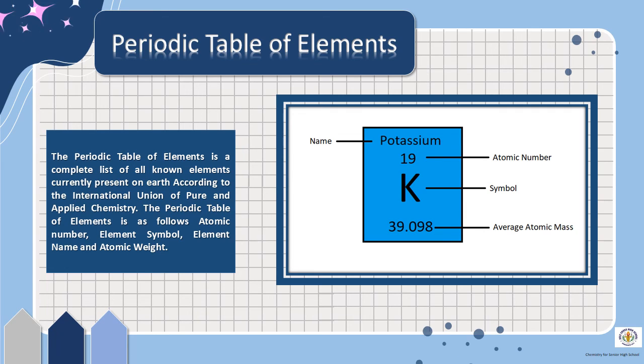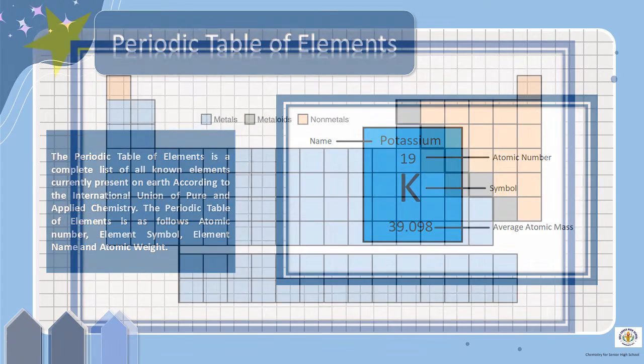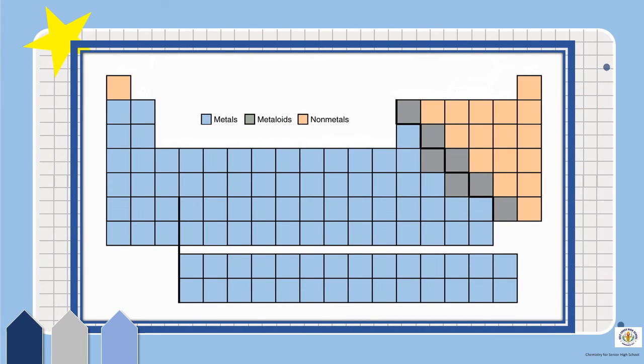So here we are with our last topic, the periodic table of elements. The periodic table of elements is a complete list of all known elements currently present on Earth, according to the International Union of Pure and Applied Chemistry. The periodic table is organized so that scientists can quickly discern the properties of individual elements, such as their mass, electron number, electron configuration, and their unique chemical properties. This image is an example of a periodic table wherein you can classify the metals, nonmetals, and metalloids.